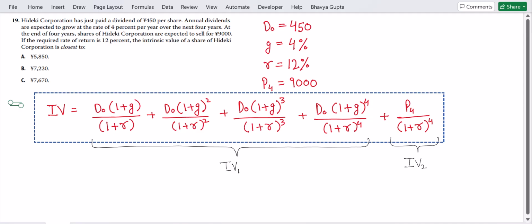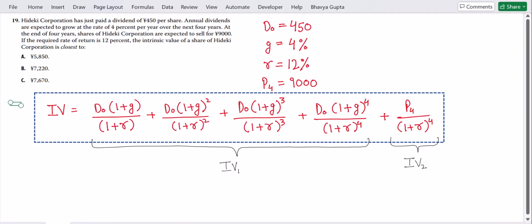At the end of 4 years, the shares of Hideki Corporation are expected to sell for 9,000 yen. So we now know the price that we will get at the end of 4 years. If the required rate of return is 12%, the intrinsic value of a share of Hideki Corporation is closest to what? Now we have the required rate of return, that is r, which is 12%. So we have all the information. The task is to find the intrinsic value of the share.